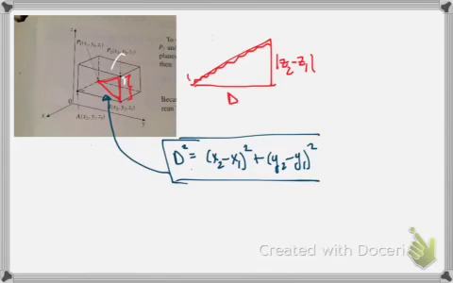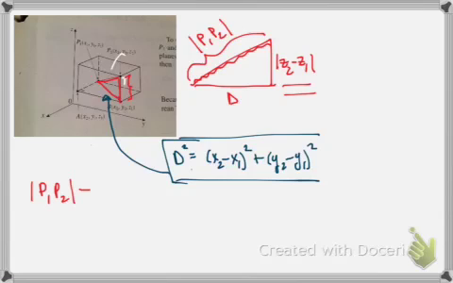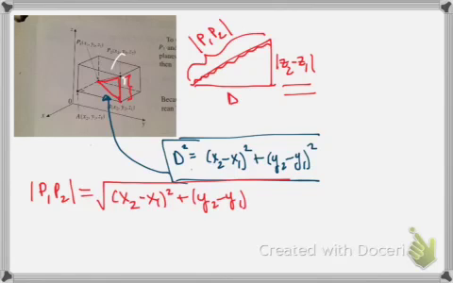So that means this distance, which we'll say P1P2, squared is equal to d squared plus (z2 minus z1) squared. So the square root of that, so P1P2 is equal to the square root of (x2 minus x1) squared plus (y2 minus y1) squared plus (z2 minus z1) squared. And that's the distance formula for two points in the x, y, z coordinate system.